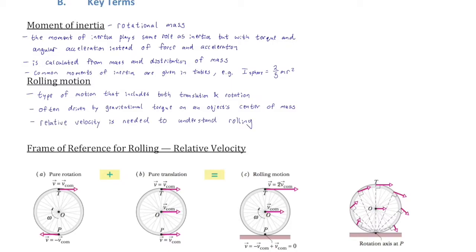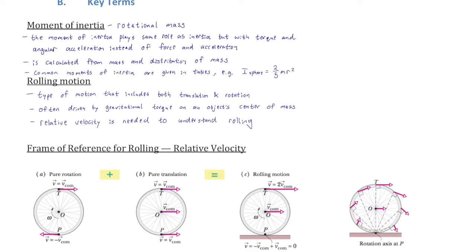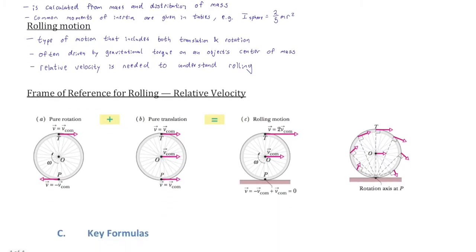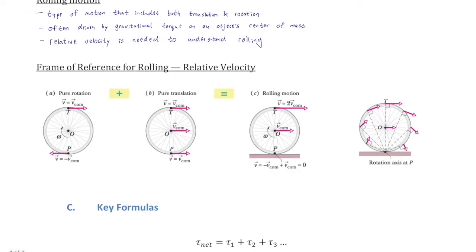And relative velocity is needed to understand rolling. You remember relative velocity? VAB equals VAC plus VCB. So that's what we consider about rolling motion, because it really helps if we consider relative velocity to not have some misconceptions about rolling motion. And in fact, that's the purpose of this figure here. Let's zoom in on it a bit.